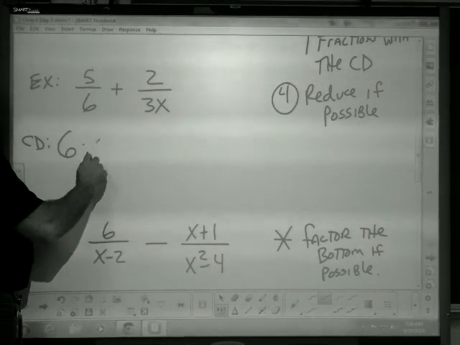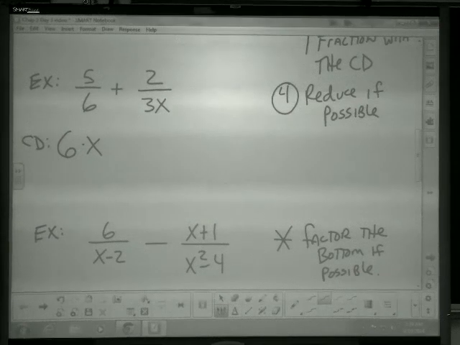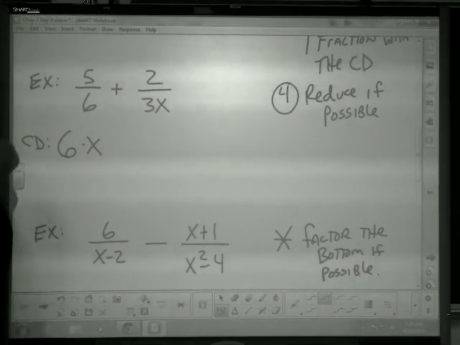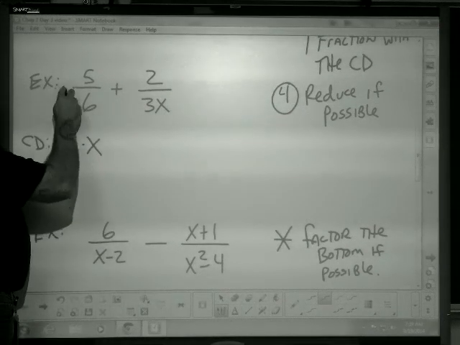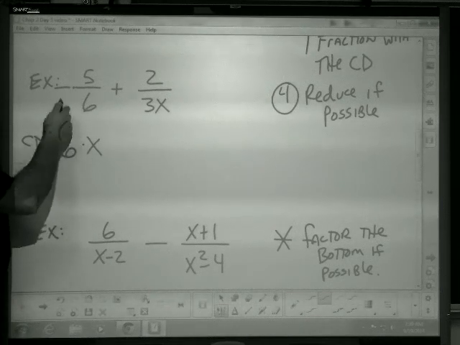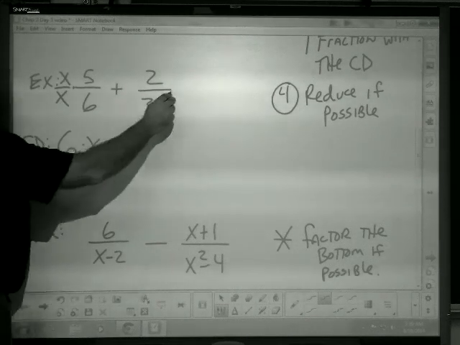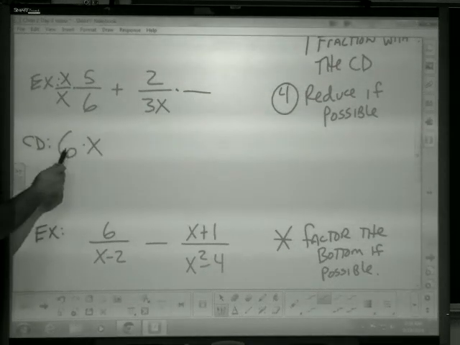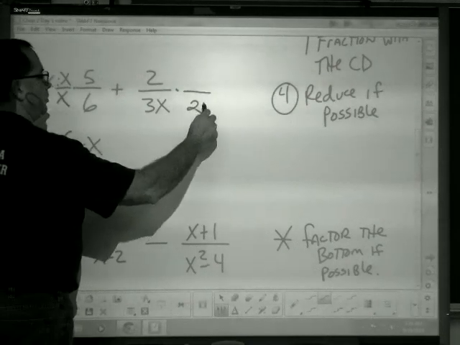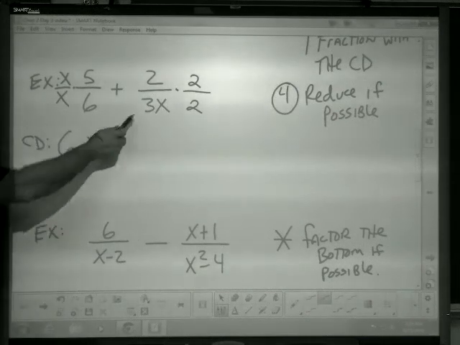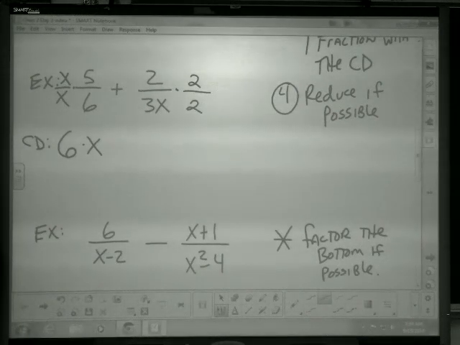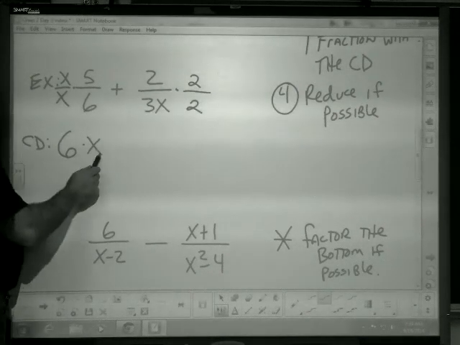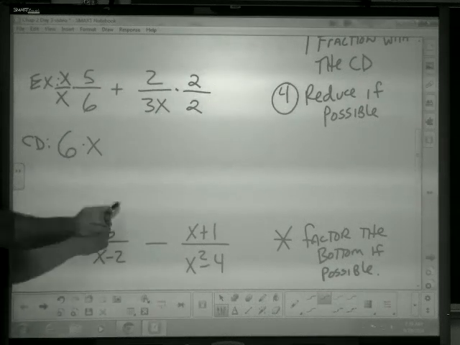X is here. I have to have an x represented. All right, step 1 done. Step 2, multiply by what's missing. So this is missing the x. And this has a 3, but what do I multiply to get 6? That would be 2. And it has an x, so I don't need to do anything else. Because if I multiply 3x times 2, I would have my common denominator.